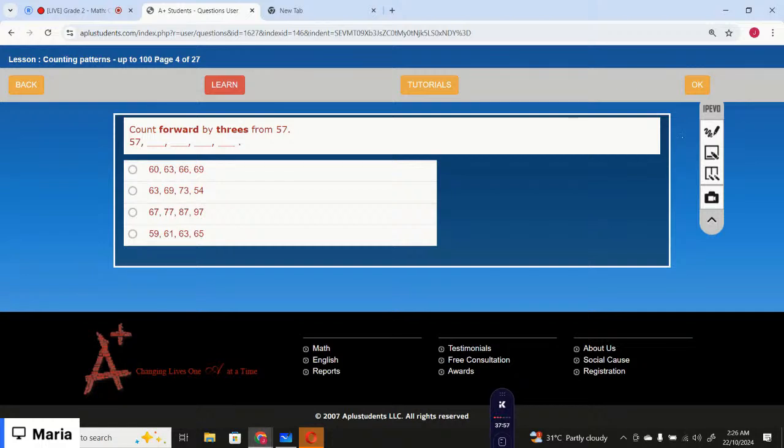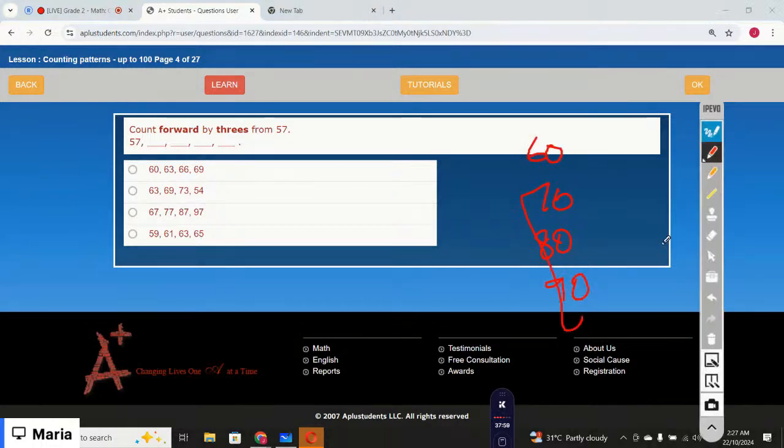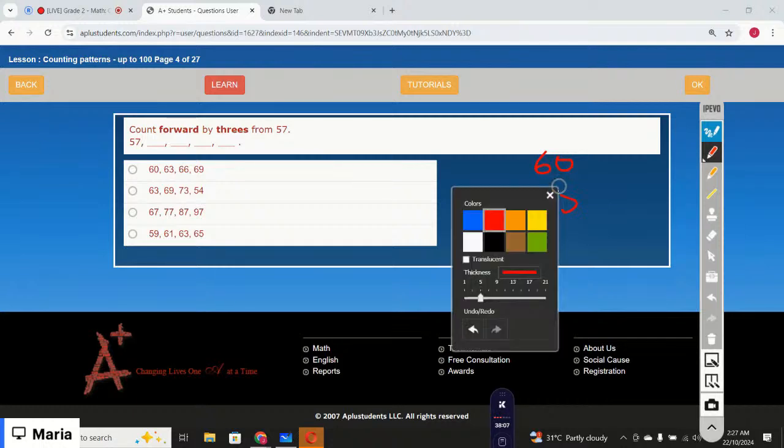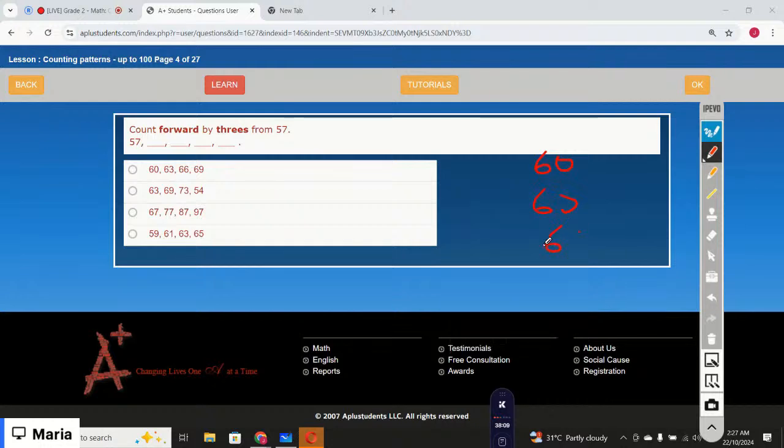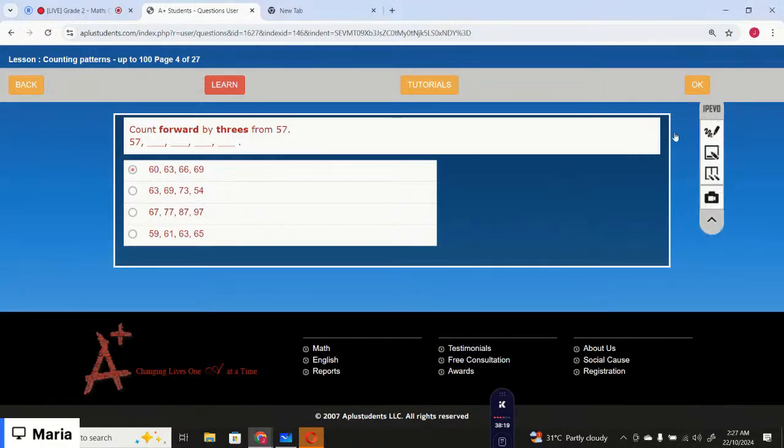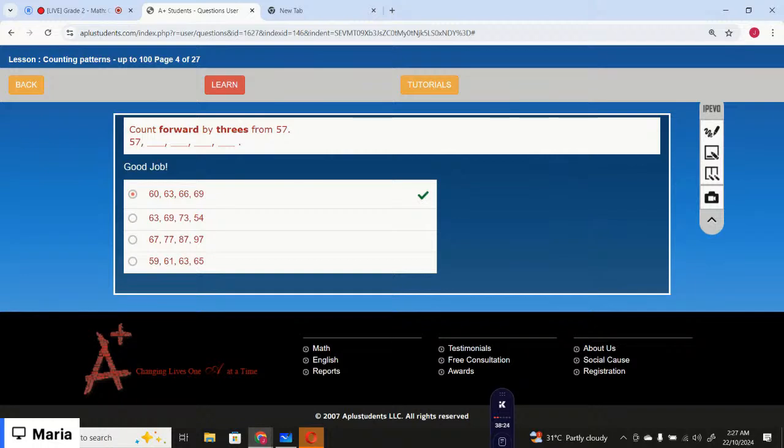so when you start with 57, 57 plus 3 makes 60, then 60 plus 3 makes 63, then 63 plus 3 makes 66, then 69. So, the correct option is option number 1. That is 60, 63, 66, and 69.